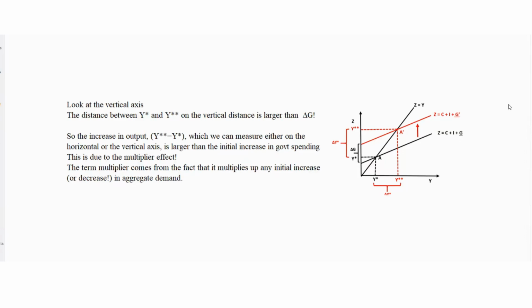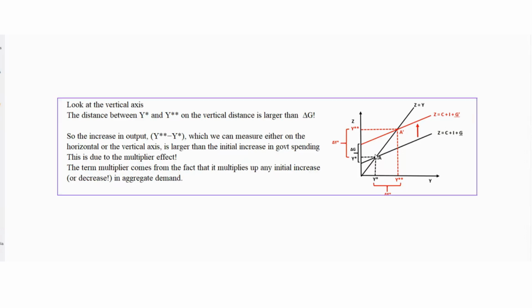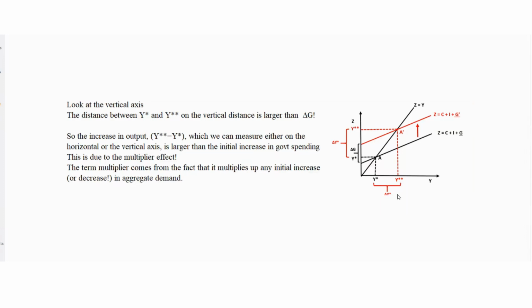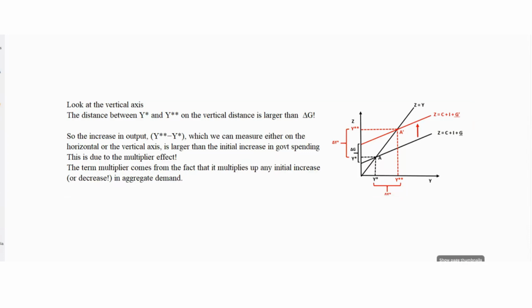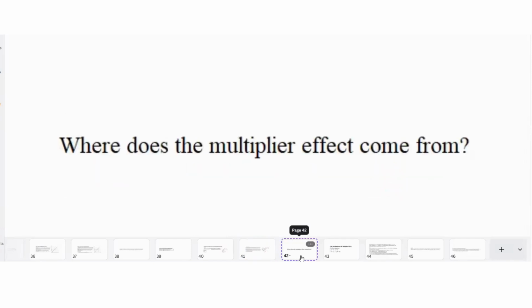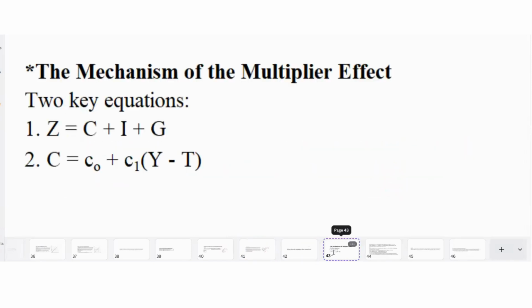We were looking at the effects of an increase in G in the goods market model, where we saw that when we increase G, output increases, which we can measure on the horizontal or the vertical axis over here. We talked about this before: the increase is larger than the initial increase in G, and we said this is due to what we call the multiplier effect. So let's talk about where this multiplier effect comes from.